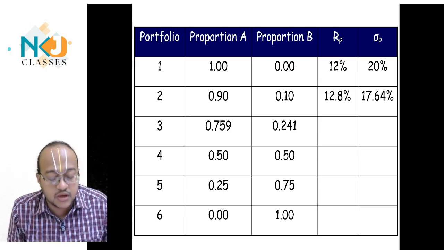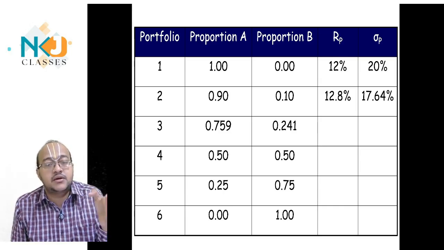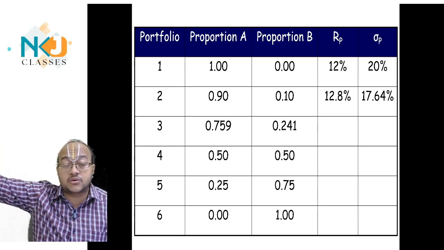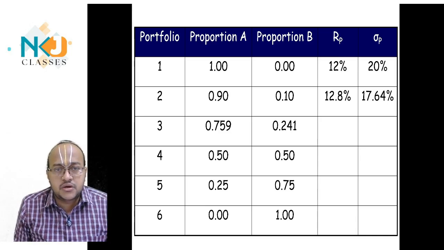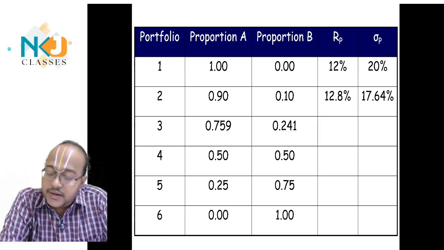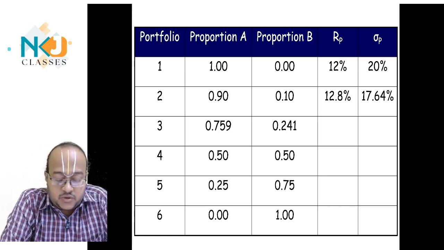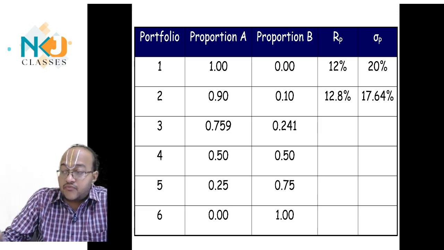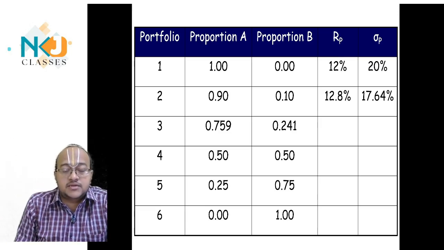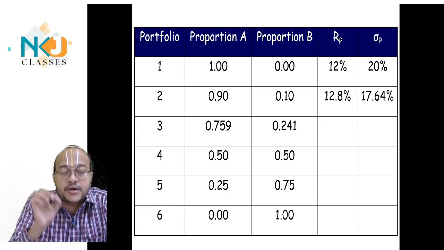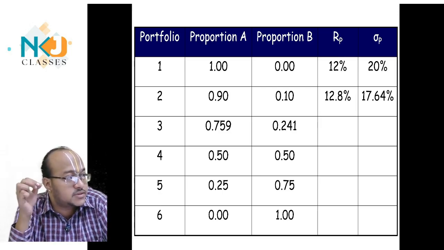If you observe, our return is increasing. Why? Because obviously you are injecting a high risk, high return security, right? Understood? What is the return of security B? 20%. Correct? The mean return of security A is 12%. When I inject some portion of the higher return security into my portfolio, the return increases from 12% to 12.8%. First observation. Can you all see this?